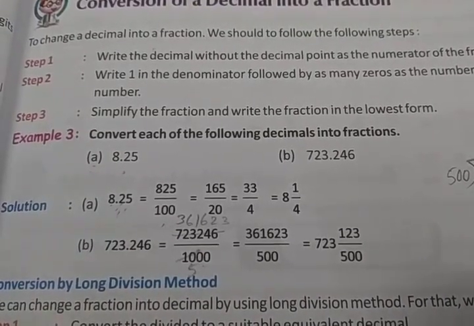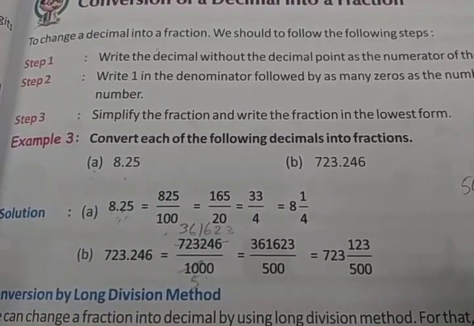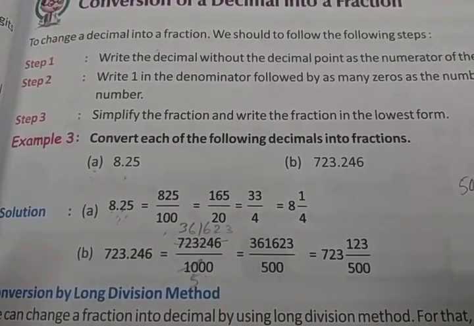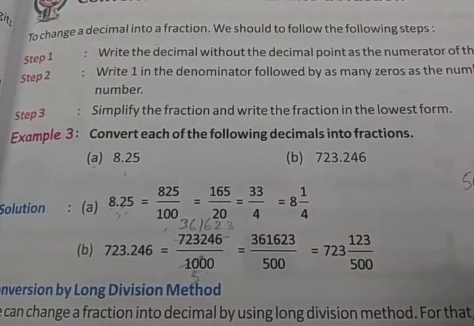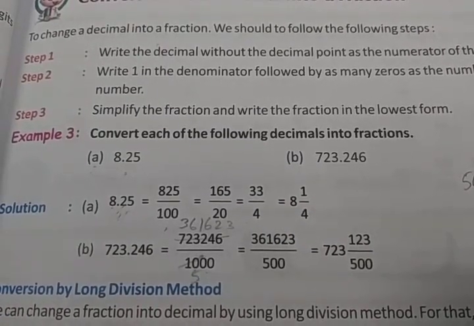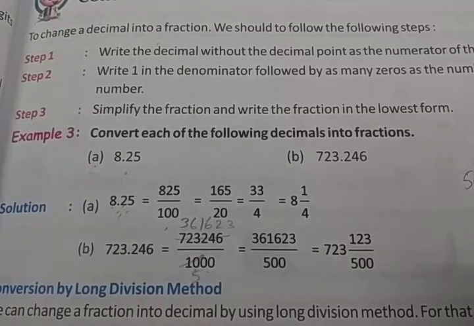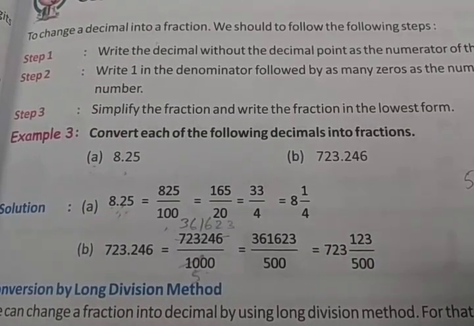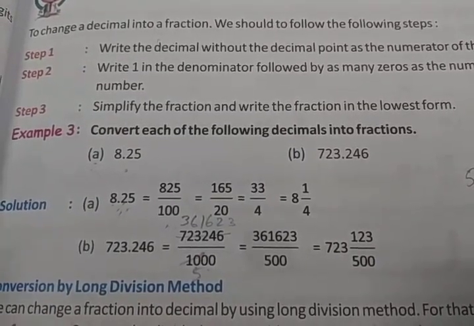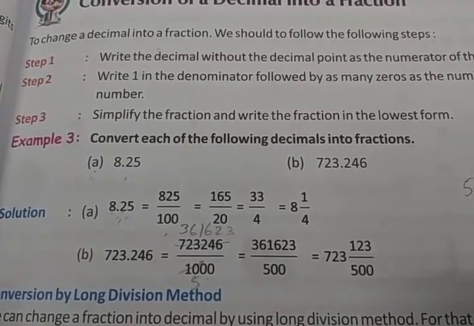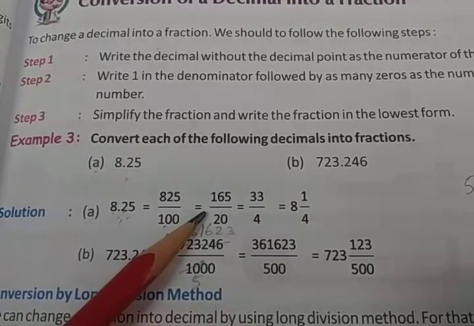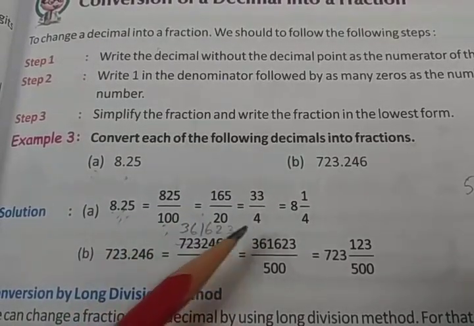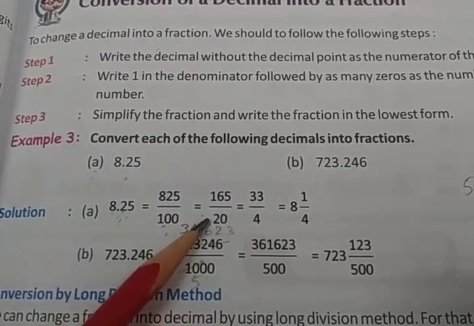First step, write the decimal without the decimal point as the numerator of the fraction. Write 1 in the denominator, followed by as many zeros as the number of decimal places in the given number. Simplify the fraction and write the fraction in the lowest form. After doing this, you have to simplify and give it in the lowest form. Whenever you are converting, you should give it in the lowest form.